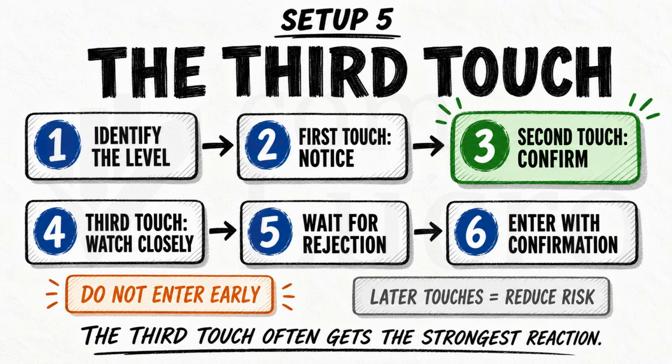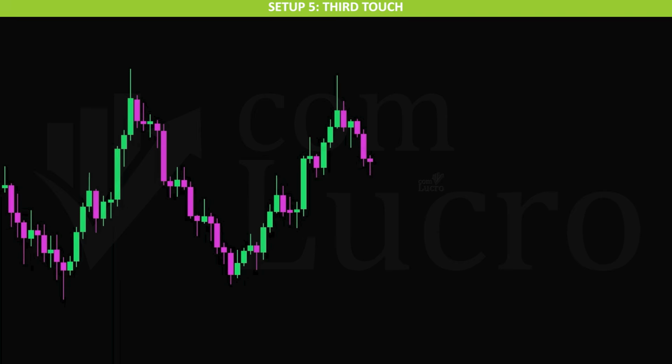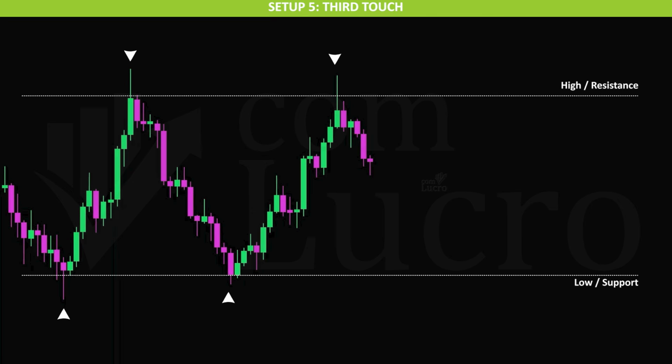Setup number 5 is the third touch. The third touch of a level is often the most significant because it signals a higher probability reaction. When price approaches a level for the third time, we look for confirmation that the level will hold.